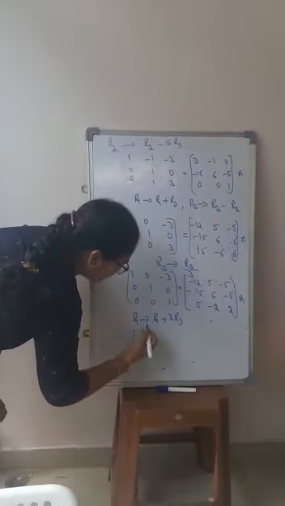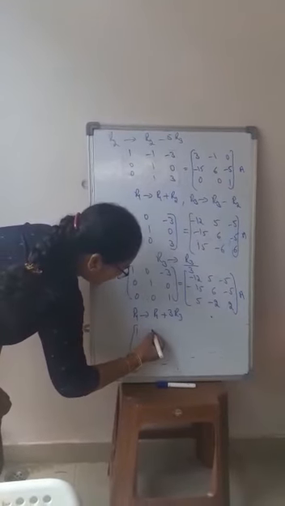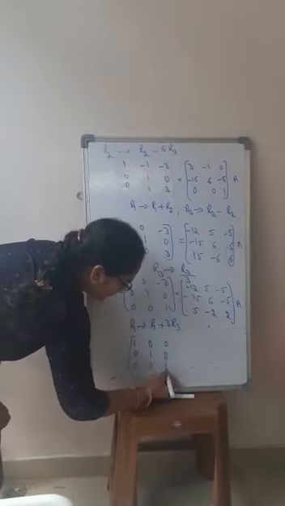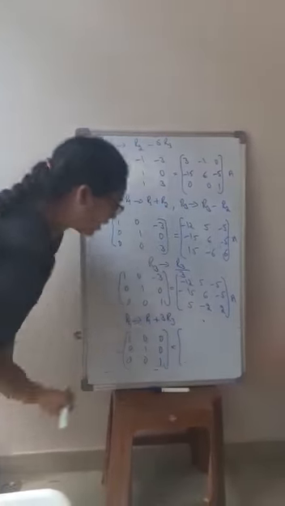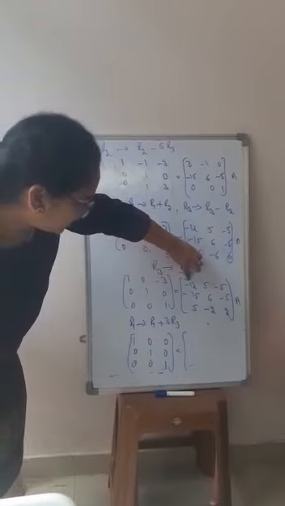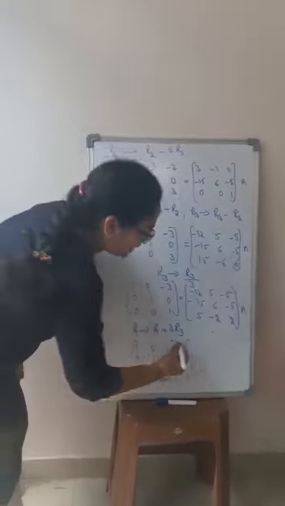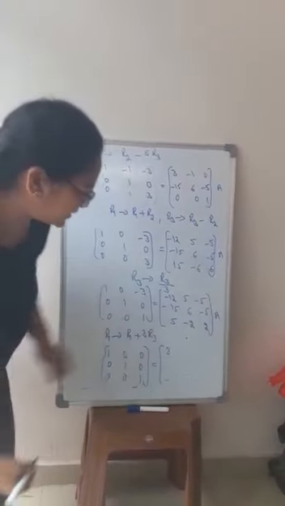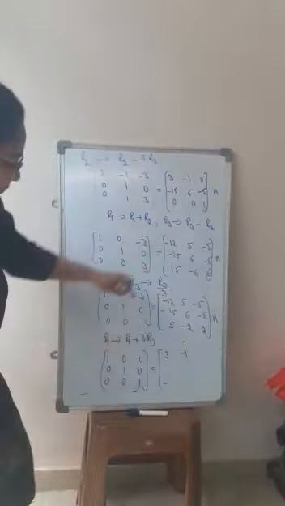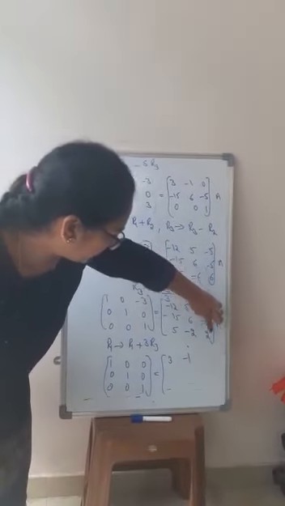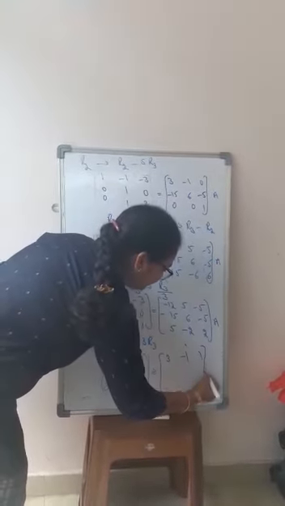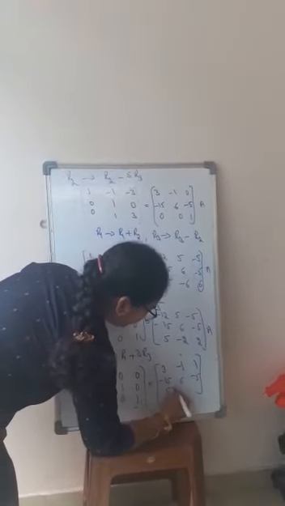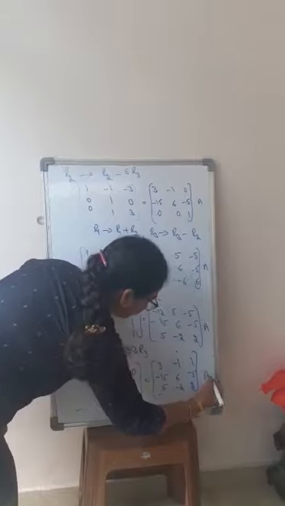Now this becomes 1, 0, 0, 0, 1, 0, 0, 0, 1 is equal to R1 plus 3R3. So minus 12 plus 15. Minus 12 plus 15 is 3. This is 5 minus 6. 5 minus 6 is minus 1. This is minus 5 plus 6 is plus 1. Next, minus 15, 6 minus 5. 5 minus 2, 2 into 8.